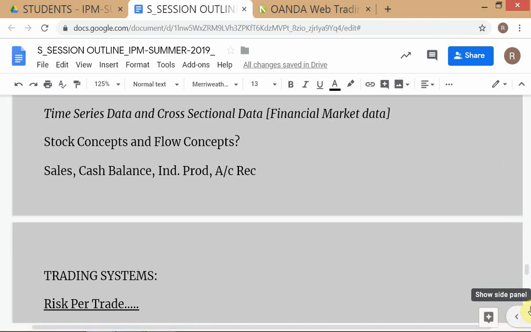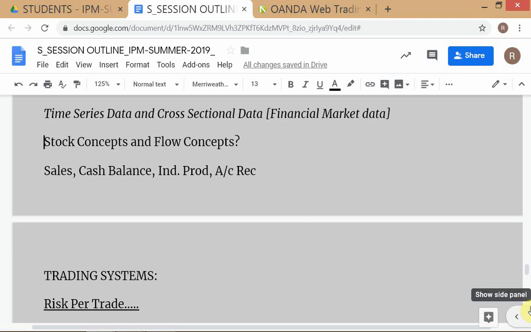Yes, cash balance. Ritesh, stock concept. Why is it a stock concept? Cash at a particular point of time, that is how much cash we have. It is displayed in the balance sheet that is prepared for a particular day. Okay, correct. So yeah, he's correct.